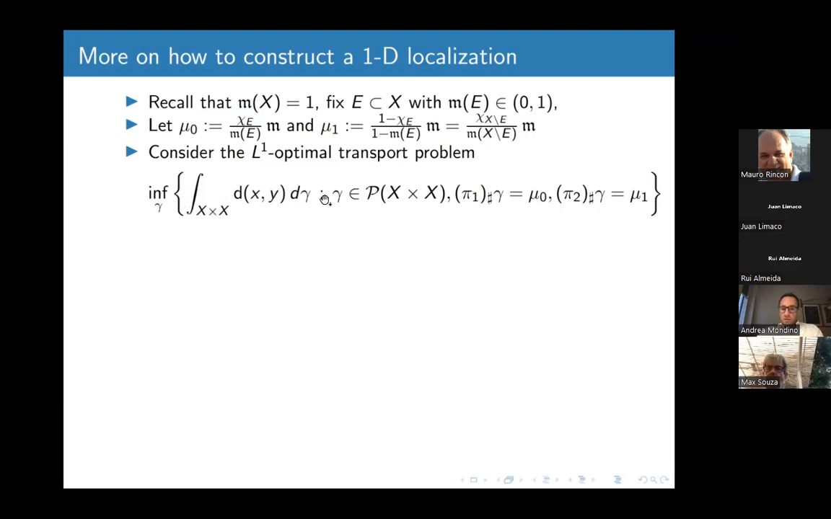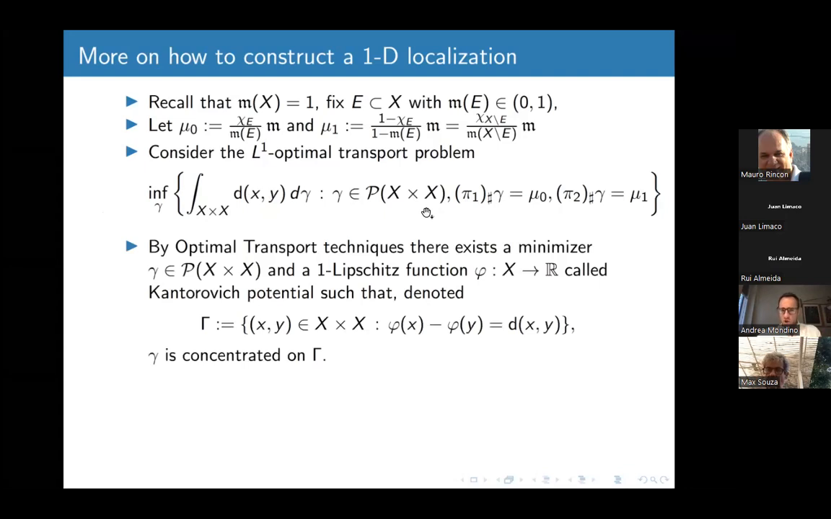Okay, and take the infimum of what? You take the infimum of the integral of the distance function among all these possible transports. So each gamma corresponds to a transport, and you take the infimum of this cost, the distance, with respect to all the possible transports from mu0 to mu1.